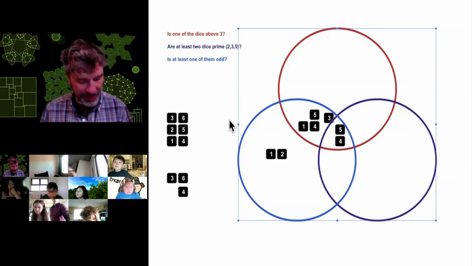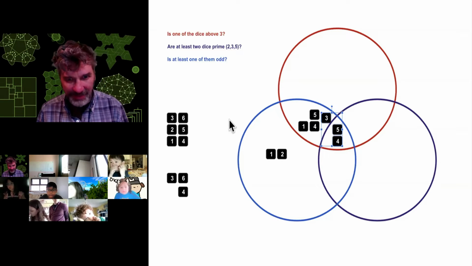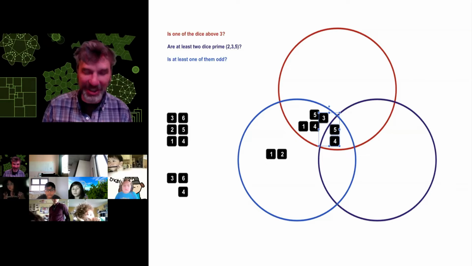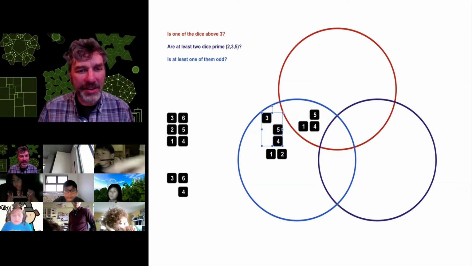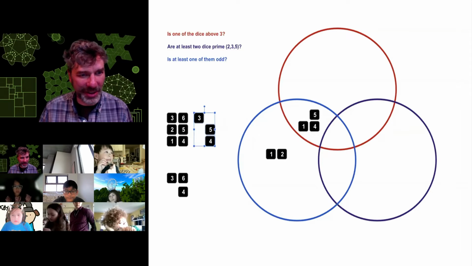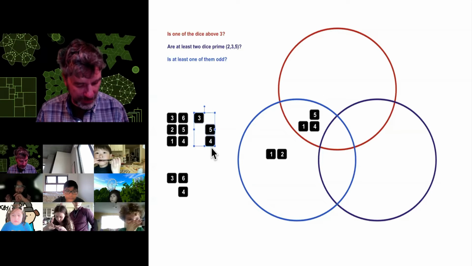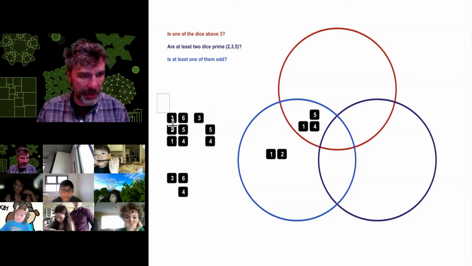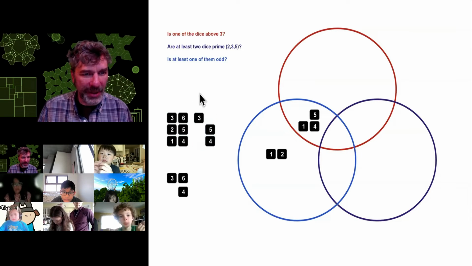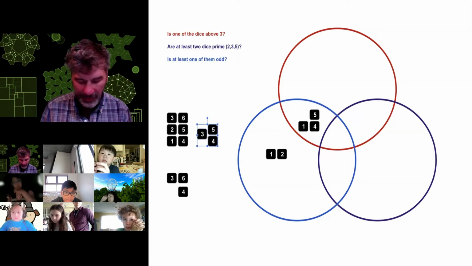And at least 2 of them are prime, and at least 1 of them is odd. So we are going to put that into the middle. There we go.